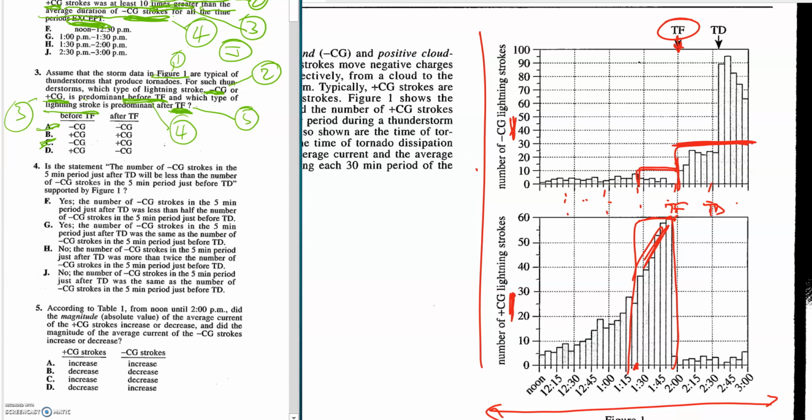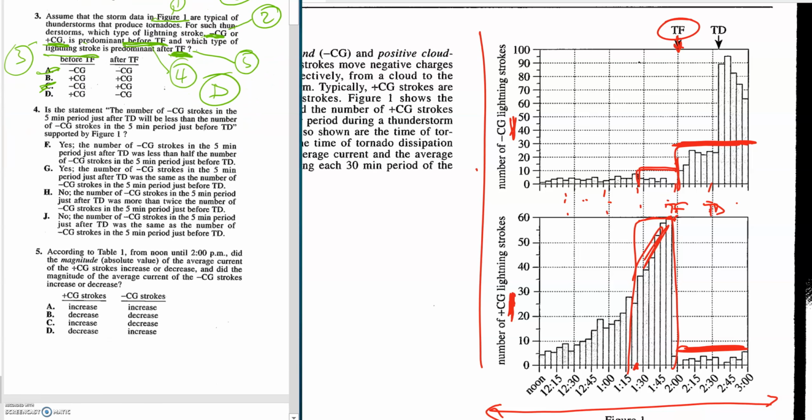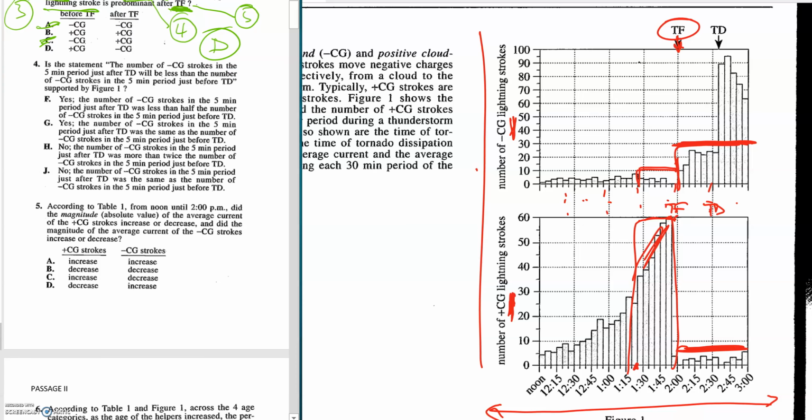And we see that positive CG is down here, and negative CG is higher. So we need positive CG, negative CG, and that is D. Right. Let's go on to the next one.